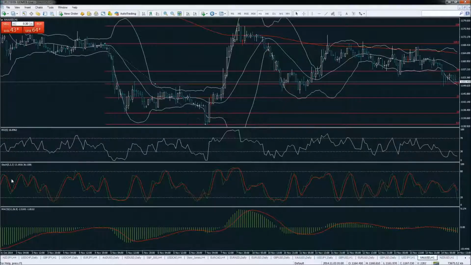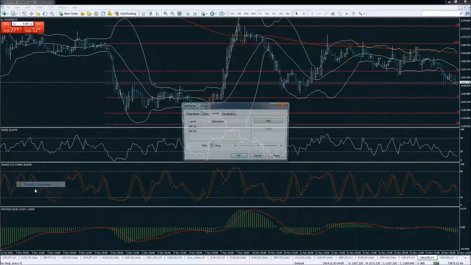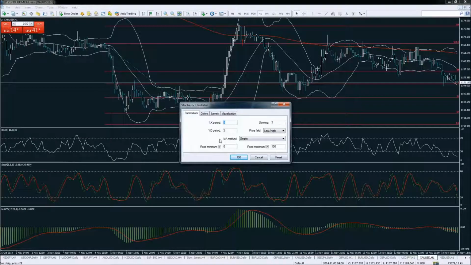Also, let's take a look at the stochastic. It's also on parameters. K period and D period are 5 and 3 with regards, and the slowing is also 3. So basically, this is where you can find that information, how to amend it.